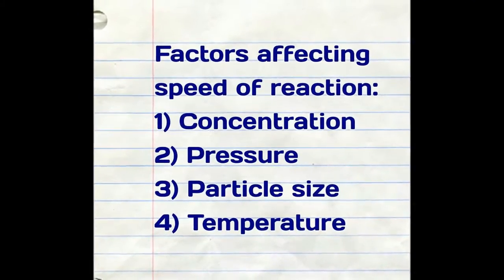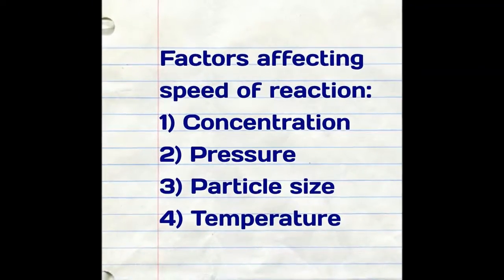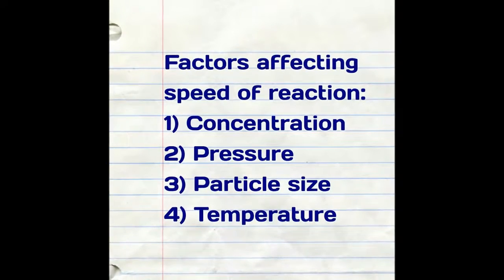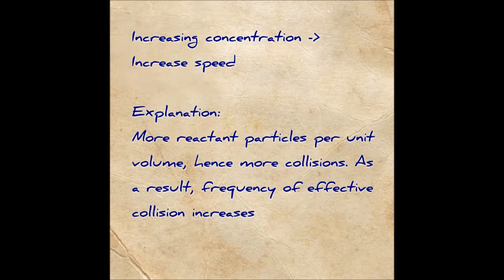Alright, the four factors that affect the speed of reaction are concentration, pressure, particle size, and temperature. Let's go through them one by one. If you increase the concentration, it will lead to an increase in the speed. The reason is that when there are more reactant particles per unit volume, as you know, concentration is mole per dm cubed, there would be more collisions, and when there are more collisions, the tendency to have more effective collisions will increase.